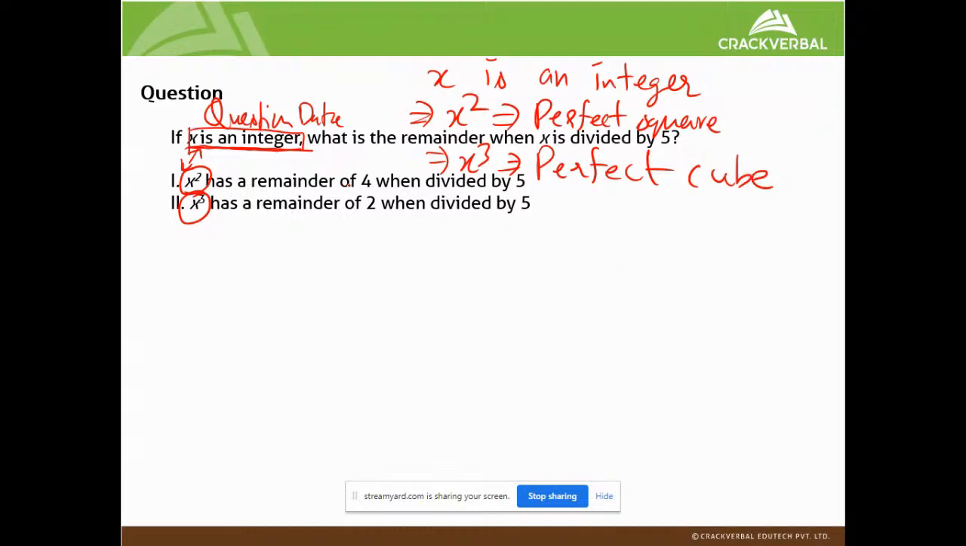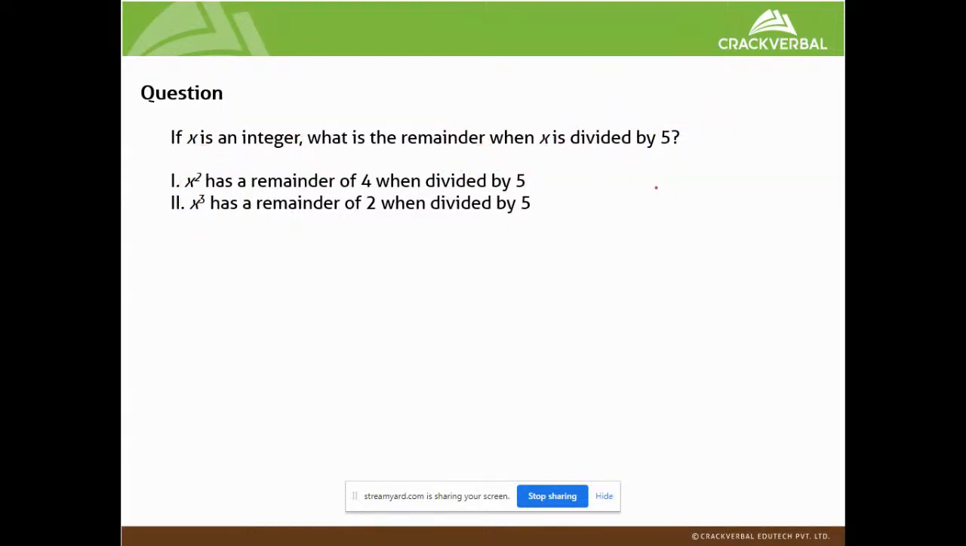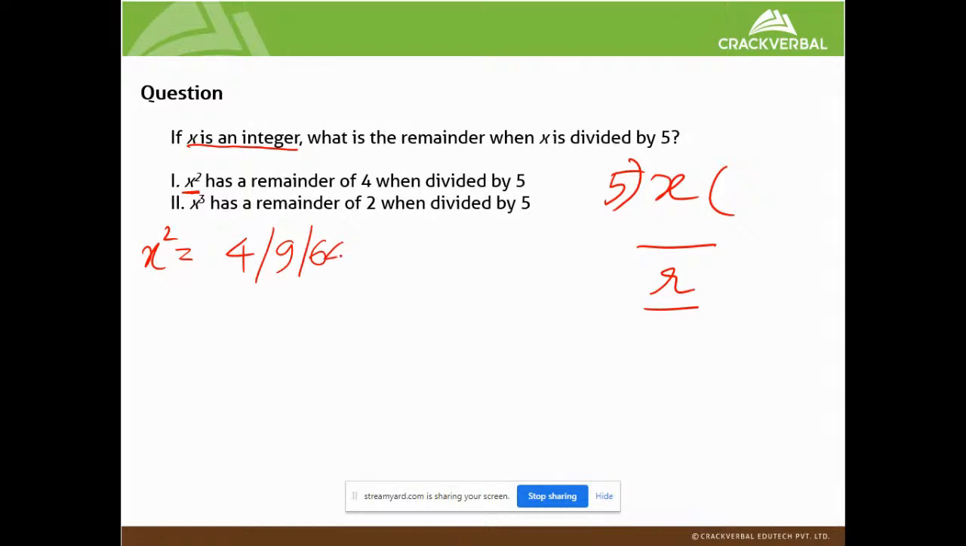So what is it that I'm trying to find out here? Now that I know x is an integer, I'm trying to find out if I divide x by 5, what is the remainder I'll get? That's what I'm trying to find out. Knowing that x is an integer, I know x square is a perfect square, right? And x square is a perfect square that has a remainder of 4 when divided by 5. So x square can be 4 or 9 or 64 or 49. So basically squares ending with 4 and 9. So x will be either 2 or 3 or 8 or 7. And if I divide 2 by 5, my remainder will be 2. If I divide 3 by 5, my remainder will be 3. Do I get a unique remainder from the first statement? No.